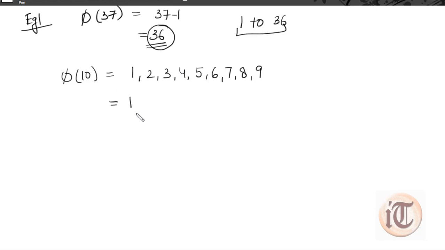So 1 is relatively prime to n, yes. 2, no. 3 is relatively prime to 10, yes. 4, no. 5, no. 6, no. 7 is relatively prime to 10, yes. 8 is not relatively prime, because we have a common factor. And 9 is relatively prime to n. This means there are 4 numbers from 1 to 9 which are relatively prime to 10. So the Euler-Totient function phi of 10 is equal to 4. So this is the way to calculate manually.